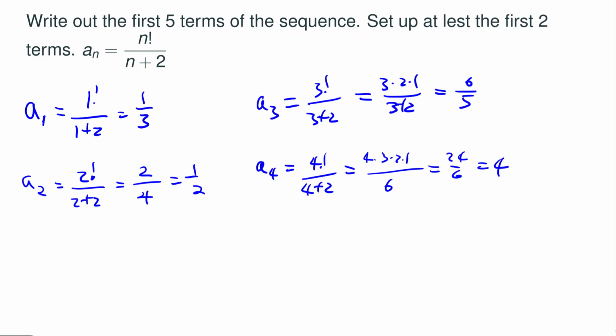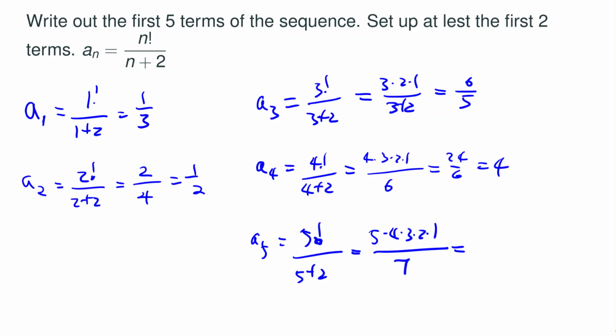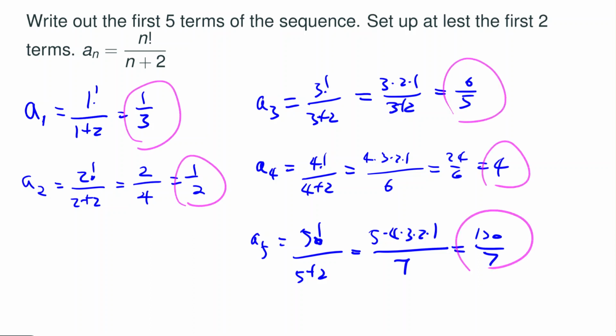The fifth term is 5 factorial over 5 plus 2. 5 factorial is 5 times 4 times 3 times 2 times 1 over 7. This is 120 over 7. So the first 5 terms are these 5 right here. This is 120.